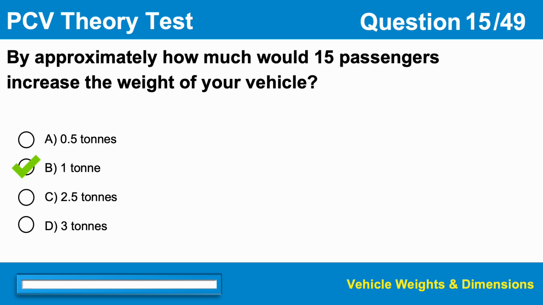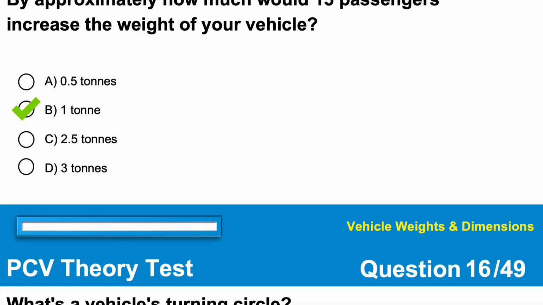The correct answer is B. You must be aware of the maximum authorized mass (MAM) of your vehicle. This refers to its total weight, including both passengers and luggage. 15 passengers would add approximately 1 ton to the weight of your vehicle. You should also allow for any luggage that they may be carrying.